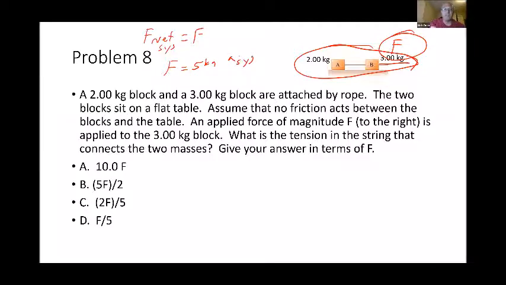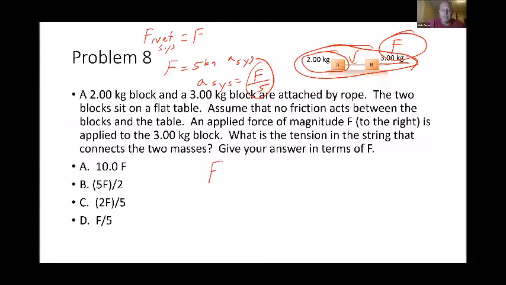So if we solve that for acceleration, the acceleration of our system is equal to F over 5 kilograms, or just think of it as F over 5 for right now. Now that's the acceleration of the system, but since these two blocks are connected by a rope, they're both going to accelerate at this rate, F over 5. We're trying to find the tension in this rope. Well, the tension in this rope is just the net force that acts on this box, box A.